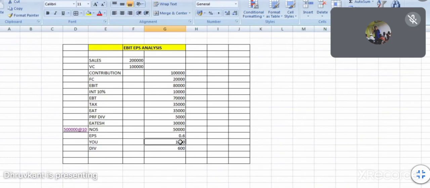Suppose you have 100,000 shares. Now how much amount will you get? You can easily multiply the company's EPS with your own number of shares. Clear?